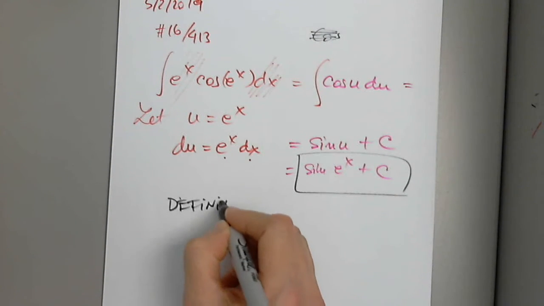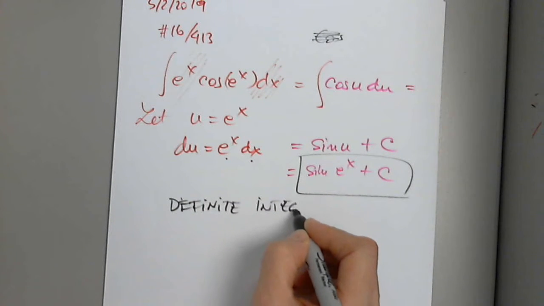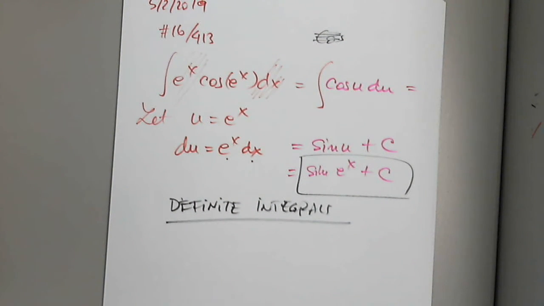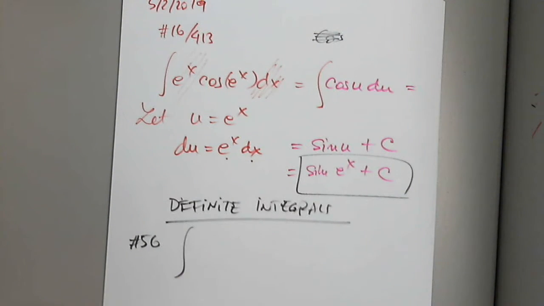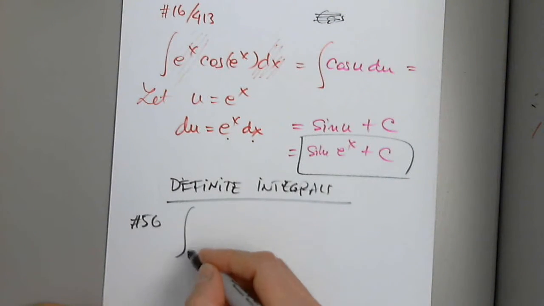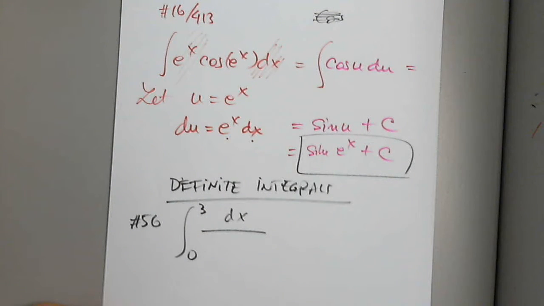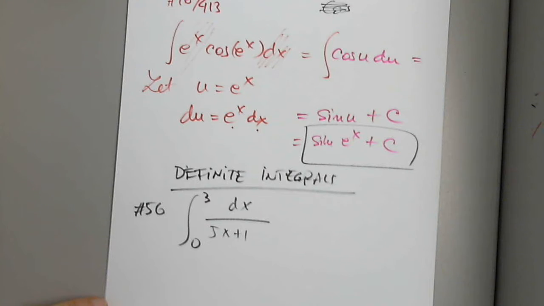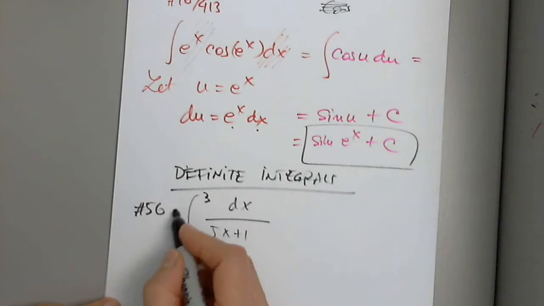Definite integrals using substitution. Okay, we are on page 414. Let's start with, let's say, 56. The integral from 0 to 3 of dx divided by 5x plus 1. Is it on the same page? 414.